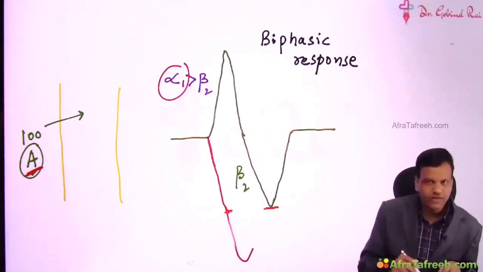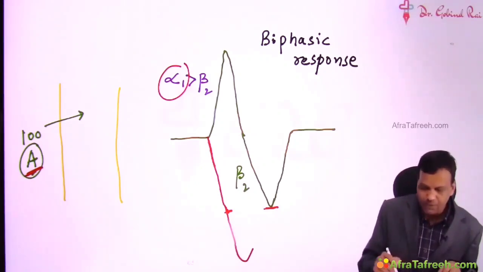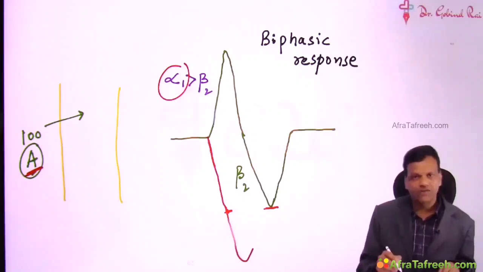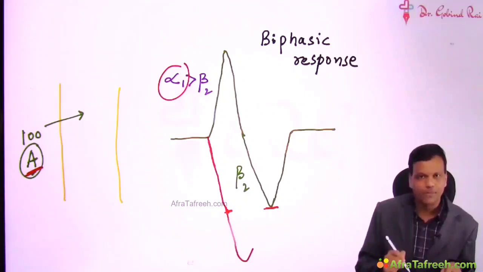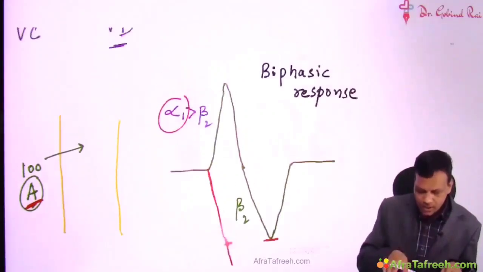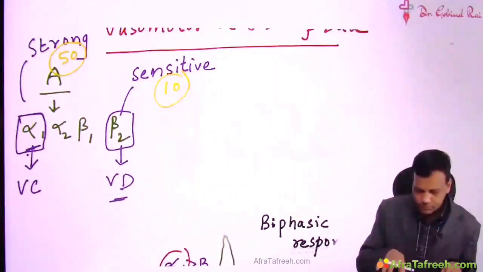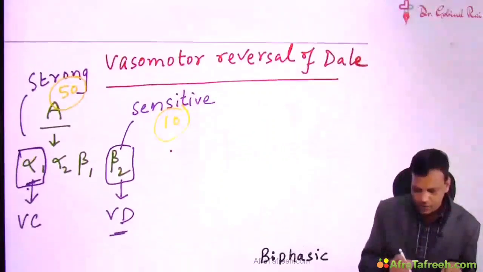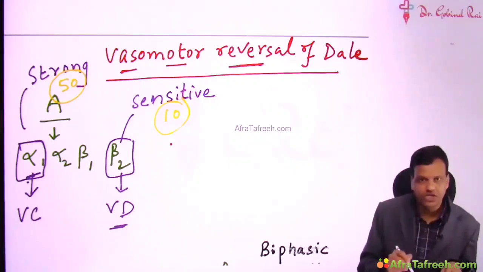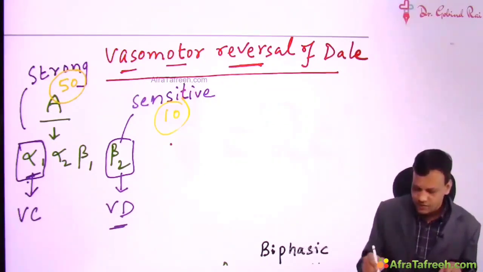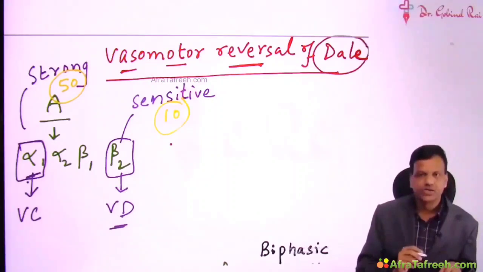So normally when we give adrenaline high dose, we will expect that BP will first increase. But when we give adrenaline with alpha blocker, only decrease occurs. So opposite to what we were expecting has happened, and this opposite is known as reversal. So this phenomenon is called vasomotor reversal. Vasomotor means on the muscle of the blood vessel, the effect is reversed. Instead of vasoconstriction, vasodilation occurs. It was first noted by scientist Henry Dale. So it is called vasomotor reversal of Dale.